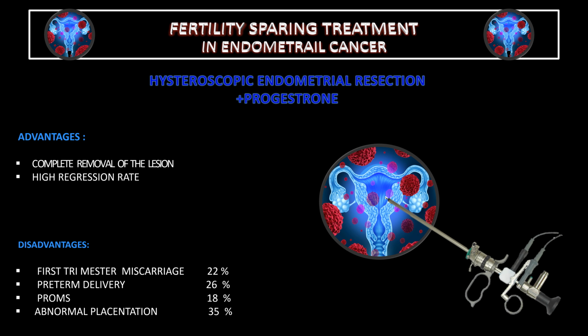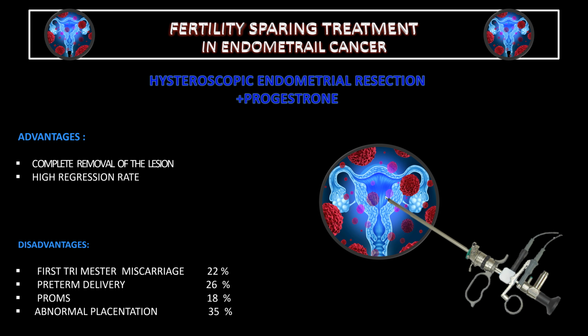We discussed hormonal treatment as a method of fertility sparing treatment in endometrial hyperplasia and early stage endometrial cancer. There is another method of treatment called hysteroscopic endometrial resection under general anesthesia plus progesterone. It involves removal of the endometrium and the superficial layer of myometrium under general anesthesia.